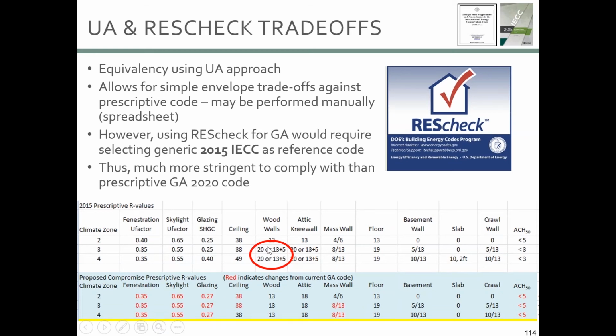But for those of us in Climate Zone 3 and 4, if you select the 2015 IECC, which you must do as your reference code, it's going to essentially assume the walls are R20. So if you can make it pass using ResCheck, great, that's terrific, but you just have to appreciate that you're being held against a standard that is in essence harder than the Georgia code.